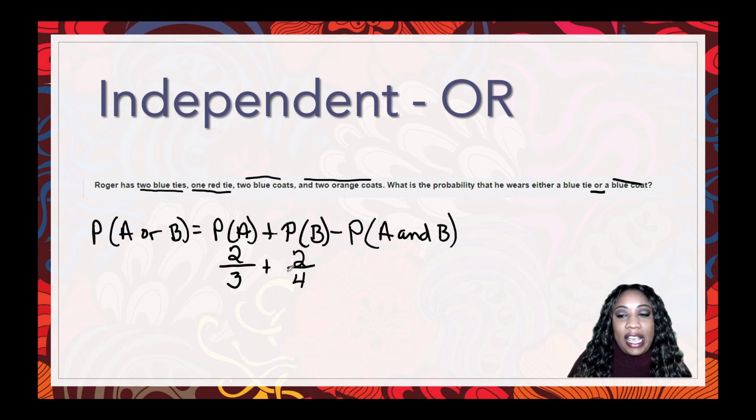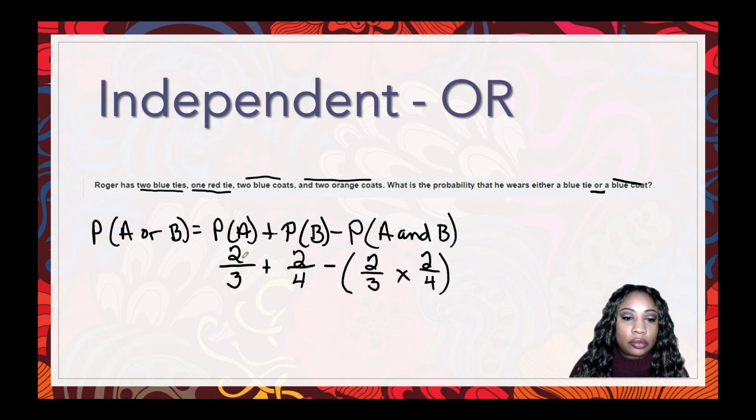A simple mistake that students sometimes make is they put the ties and the coats together, and so they'll say that there is a total of 7, right? But you're just looking at ties, and then you're just looking at coats. And then we're going to subtract the overlap again. The probability of A and B is the probability of A times the probability of B. And that is going to give us 5/6.